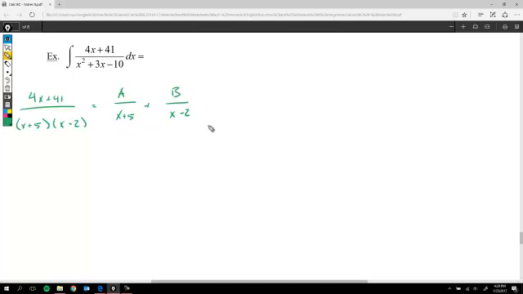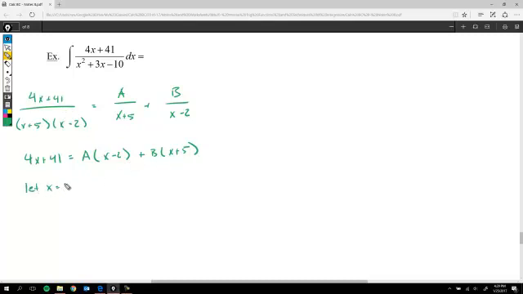So the way I do that is I set this up, and then I multiply both sides by my denominator. Okay, so I'm going to multiply both sides by x plus 5 times x minus 2, and that will cancel out my denominator here. And that will cancel out one of each of these. So I'll have A times x minus 2 plus B times x plus 5. Okay, so I just multiplied both sides by the denominator here on the left. And then from here, I'm just going to plug in numbers for x, honestly.